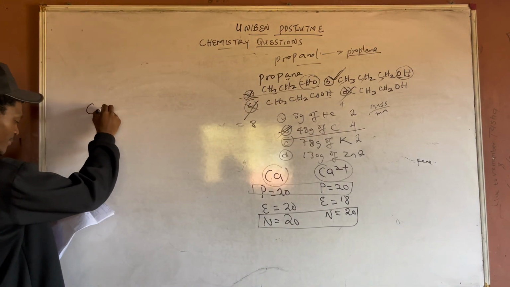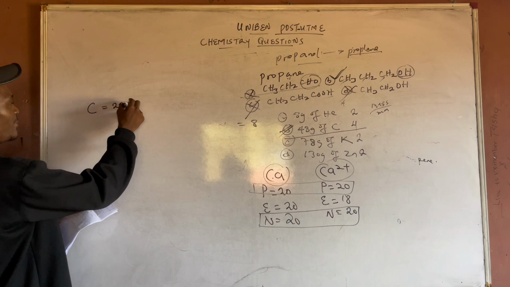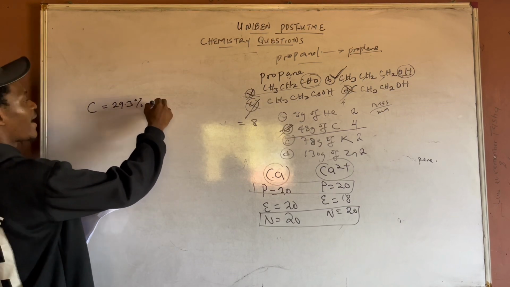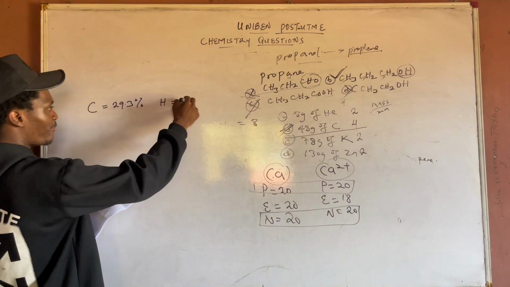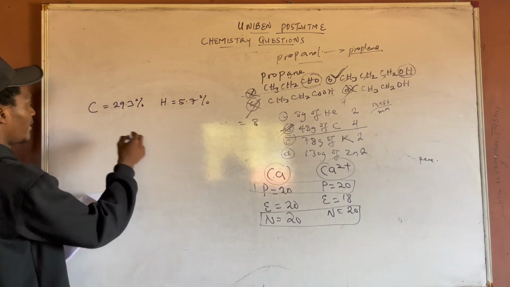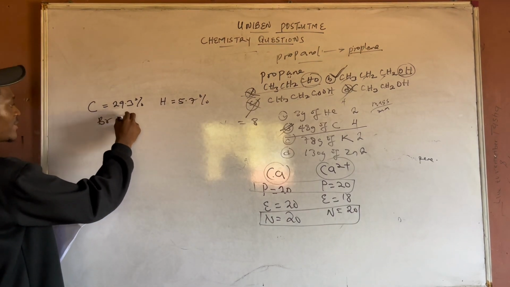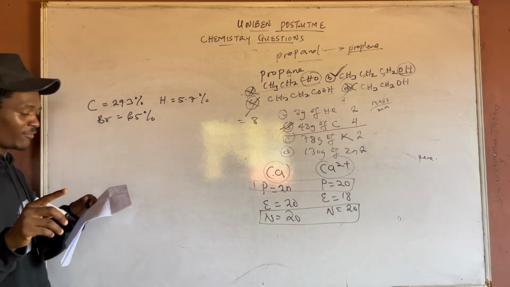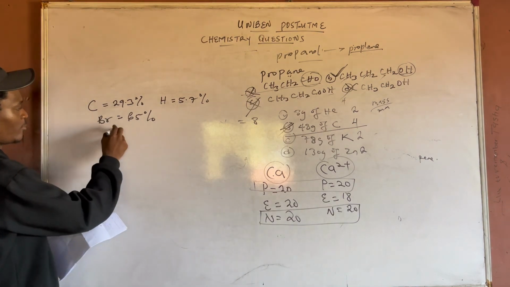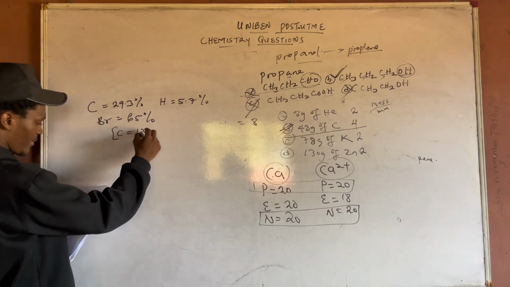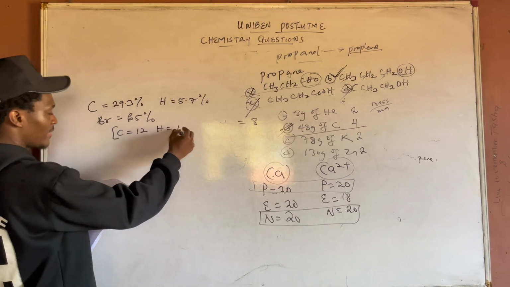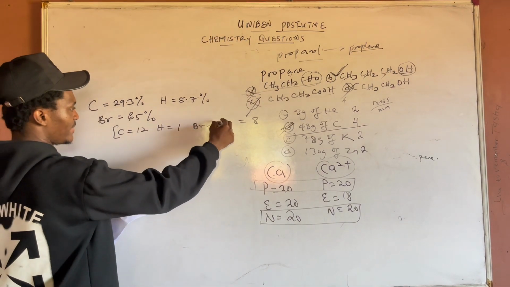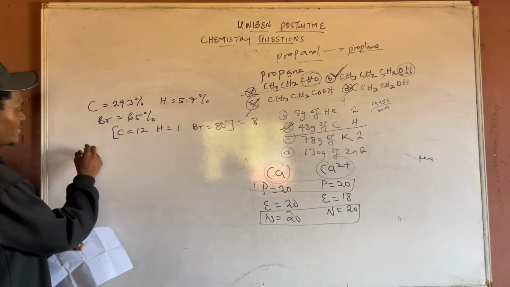Carbon to be 29.3%, then hydrogen to be 5.7%, then bromine to be 65%. They said, what is the empirical formula of the compound? And then we are given carbon to be 12, hydrogen to be 1, bromine to be 80. This is very, very easy. Then these are the options.